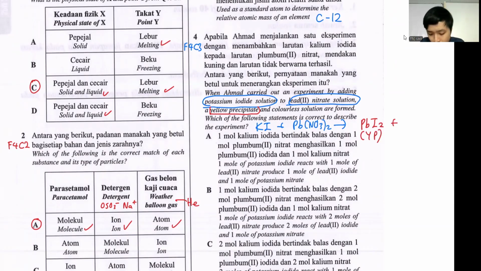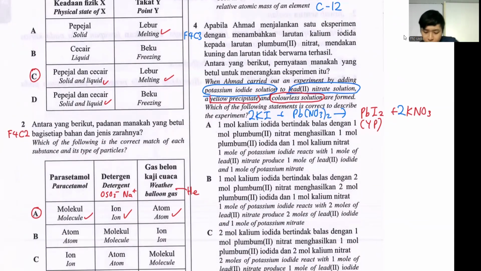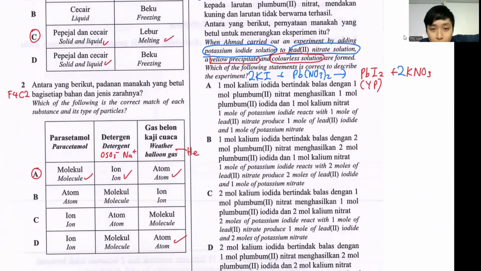They told you, right? Yellow precipitate. And of course, the other one is the colorless solution, the soluble salt. The yellow precipitate is the insoluble salt. Here K+ attracts NO3-, that's why you get KNO3, times 2 for KNO3, times 2 for KI. So in this case, they ask which one is the correct statement to describe the experiment. You have to spend time to check one by one.